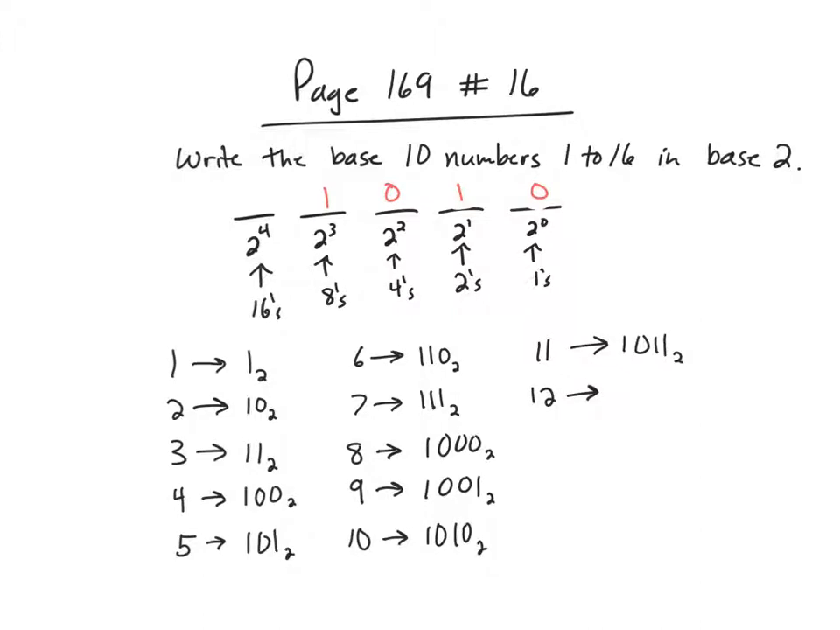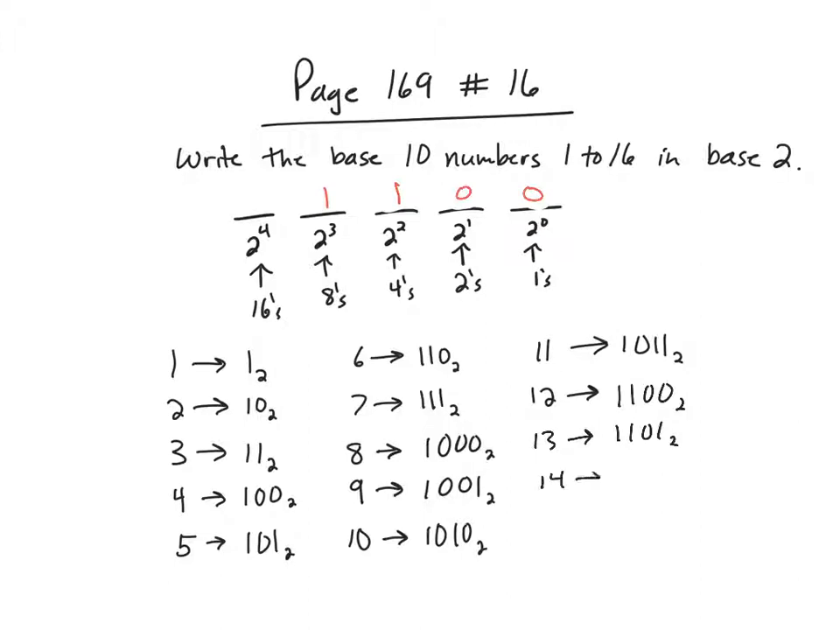Number 12, if you look at the numbers that we have down here, to get 12, I need an 8 and a 4, which means I'm going to erase these and put a 1 here, and the rest are zeros. So that's going to be 1 1 0 0 base 2. For 13, I just need to add 1 to that.